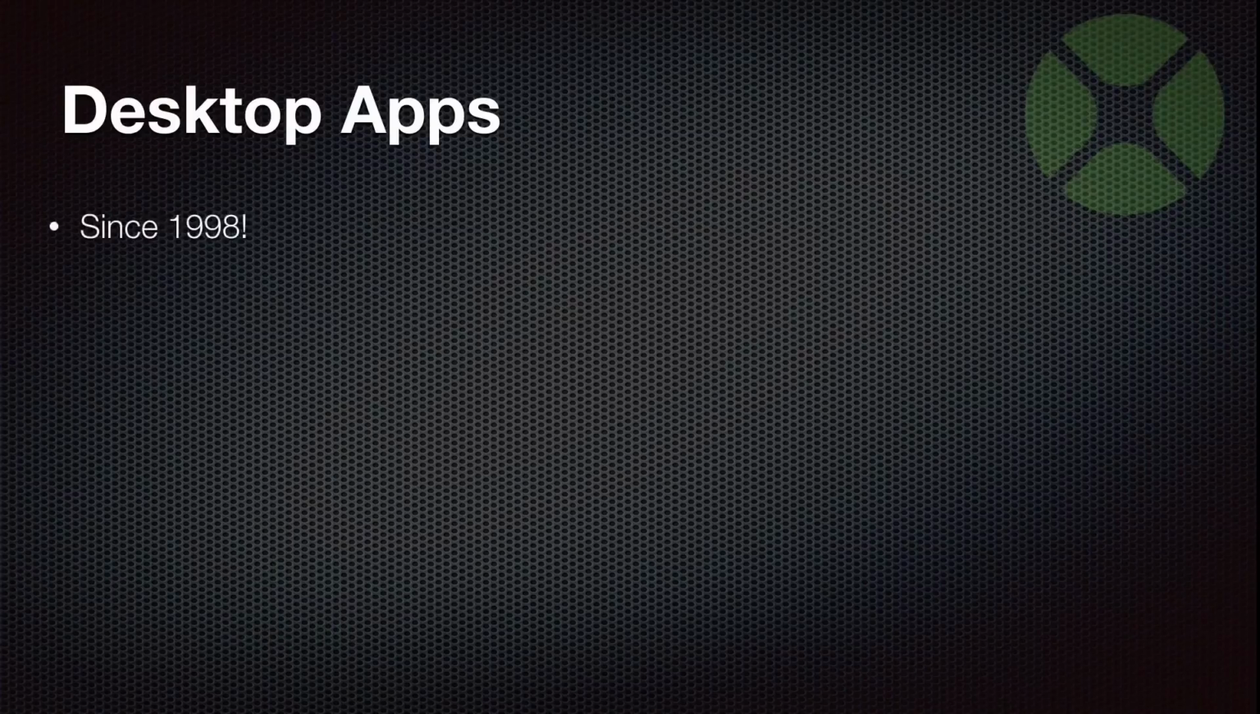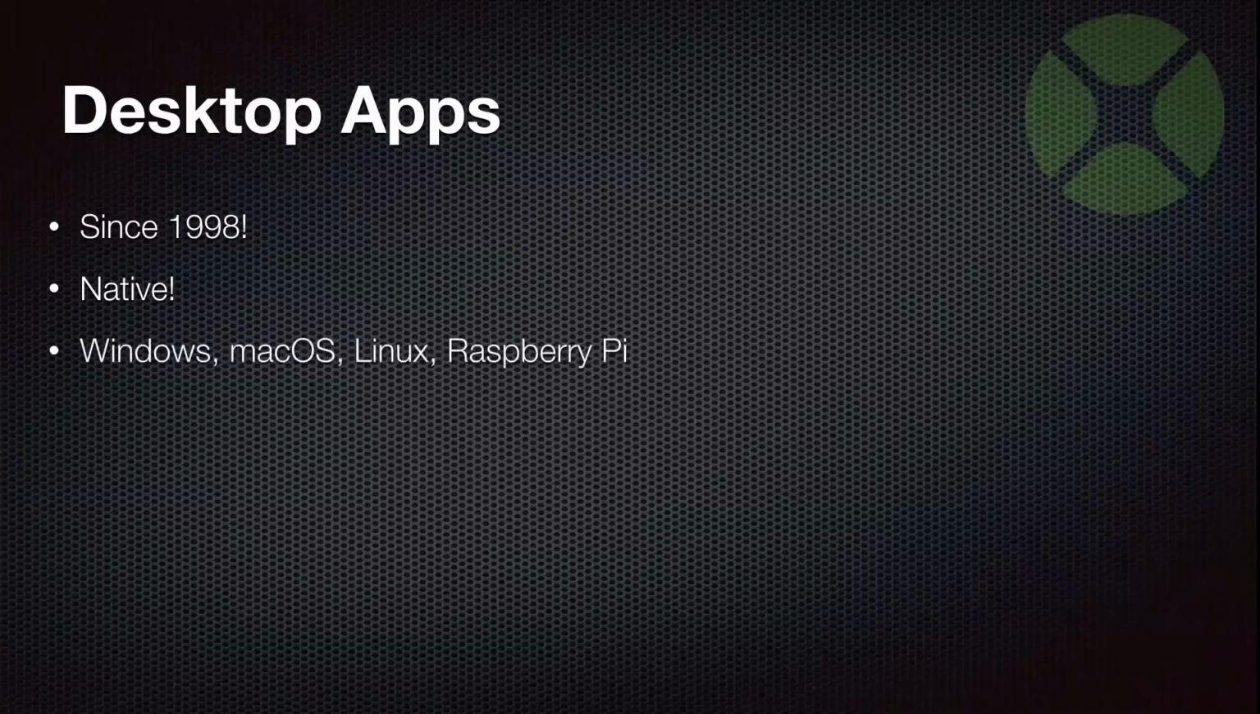So a little bit of background about desktop apps. Desktop apps are actually the first type of app that Xojo could make way back when it first came out in 1998. It actually started with the ability to make Mac desktop apps, and over time added Windows, Linux, and Raspberry Pi, of course. Xojo apps are native, so they're actually compiled to machine code. They run natively on the computer, not a shared UI interface or anything like that.